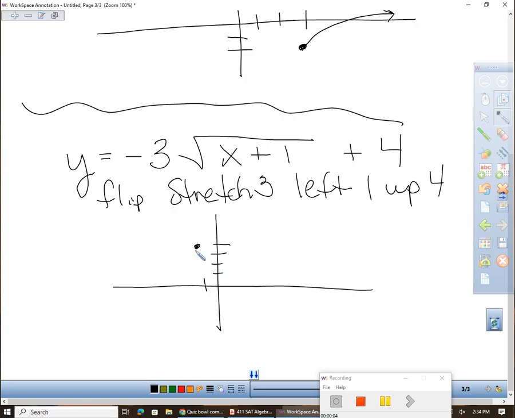Okay, it's going to flip, so our curve is going the bottom side. And if it's stretching, it's going to go steeper. That's it. Just looking for a sketch to show me you know what is happening.